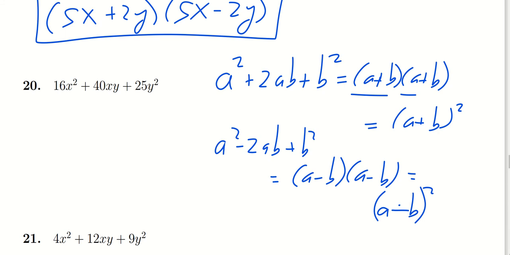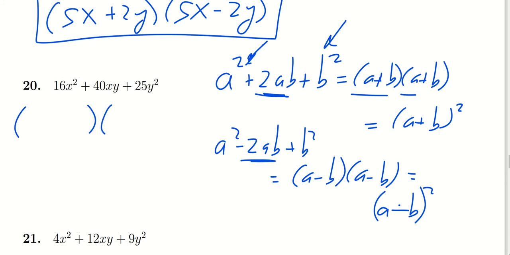A giveaway or a tell that you might have a perfect square trinomial is when you look at your terms, if the first term and last term you recognize as a perfect square, that's a good hint. And then if you can recognize the middle term as twice the product of those two factors, that's how you know you have a perfect square trinomial.